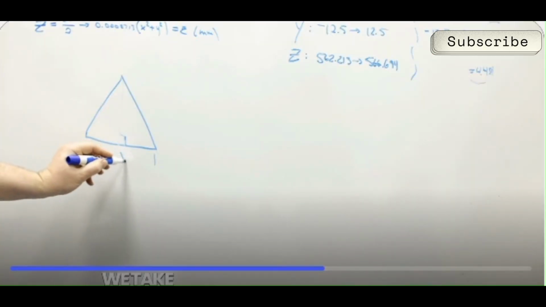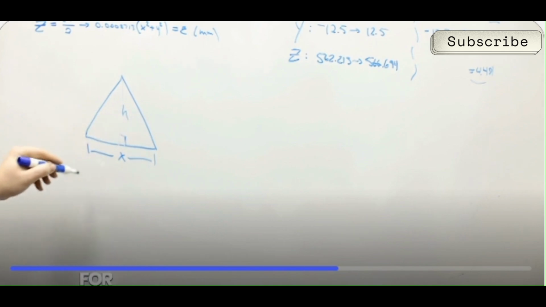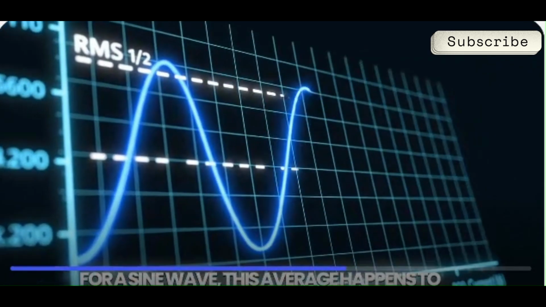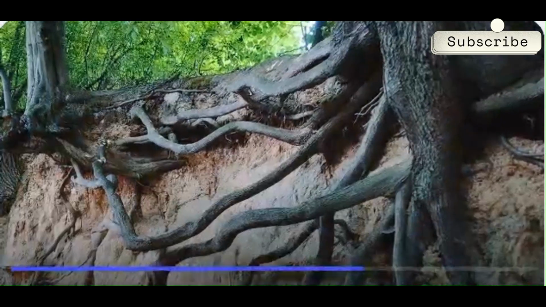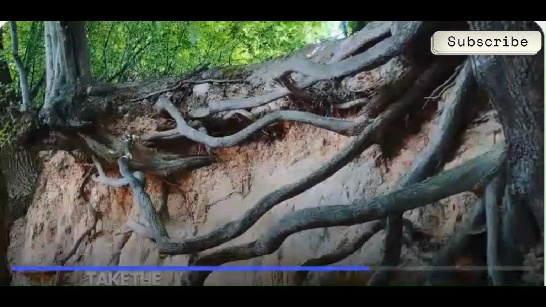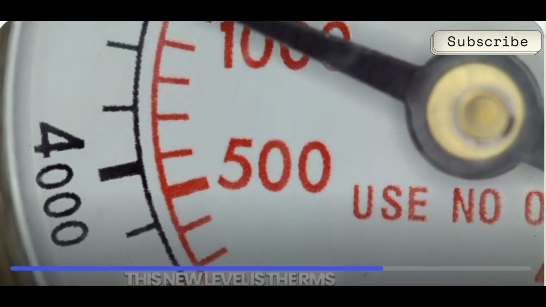Step 2. We take the mean, the mathematical average, of this squared wave. For a sine wave, this average happens to be exactly half the height of the squared peak. Step 3. To get back to units of volts, we take the square root of that mean value. This new level is the RMS voltage.